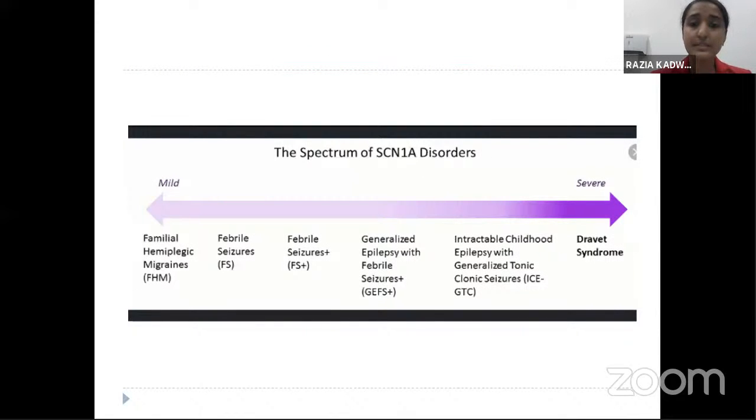A simple example is the sodium channel disorders. For example, a simple sodium channel disorder can have varied manifestations. On one hand, it can present with Dravet syndrome. On the other hand, it can manifest as a familial hemiplegic migraine.